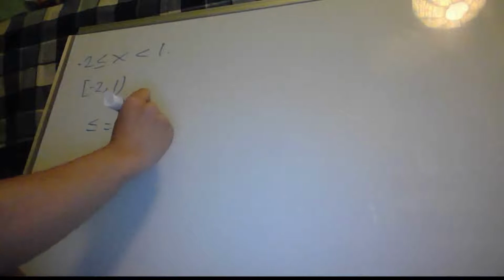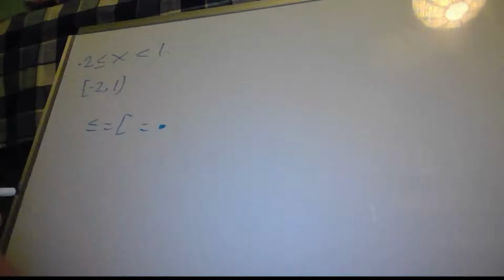And let's say we have something like -2 is less than or equal to x is less than 1. We want to write that in interval notation. It's going to be bracket -2 to 1, parentheses. Remember that when it's less than or equal to, that's a bracket, and that's equal to a closed dot, right?